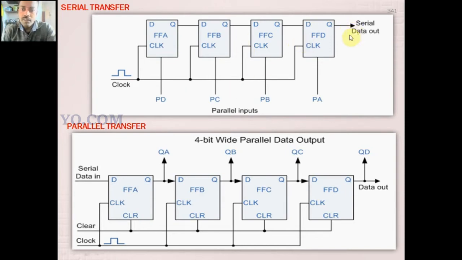Here the output is a single line output. The inputs are 4 lines. Here see, the outputs are 4 lines. That is a parallel output. Okay, so these are the parallel outputs. This is a serial output in the single line. So this is the example of serial transfer and parallel transfer by using flip-flop.